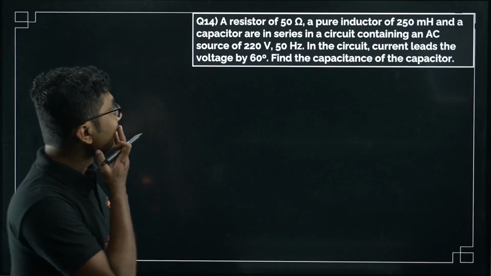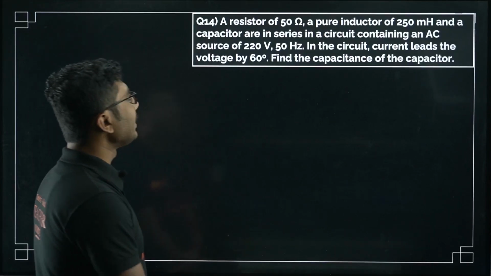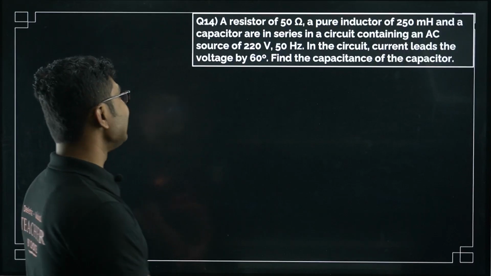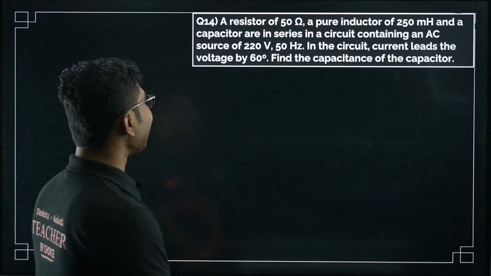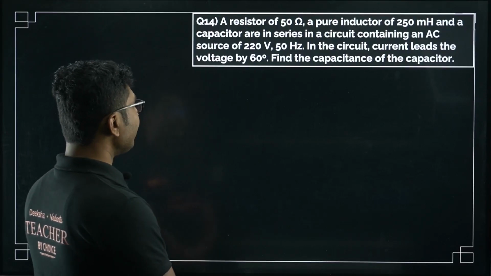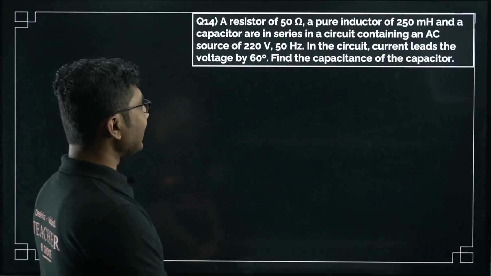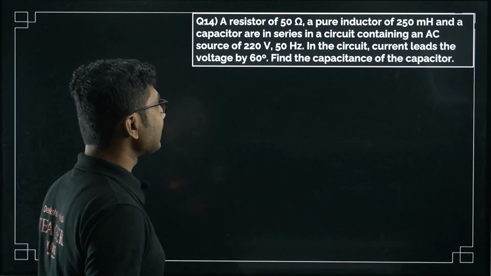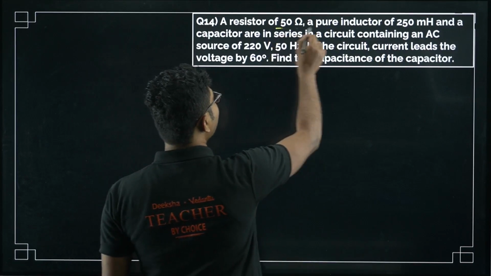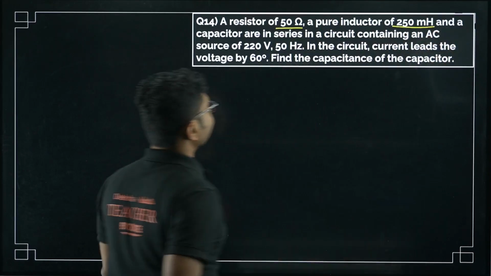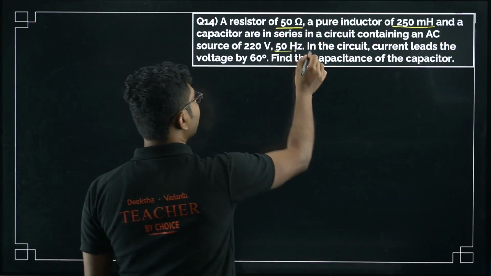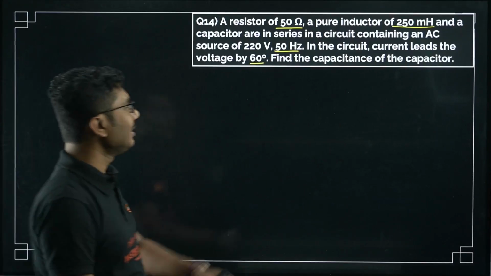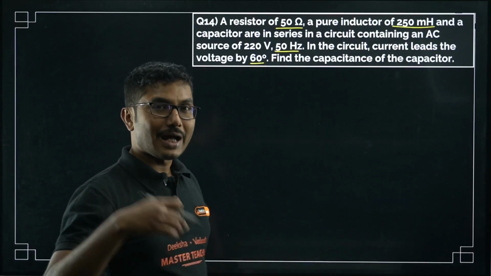Now next question, a resistor of 50 ohm, a pure inductor of 250 millihenry and a capacitor are in series in a circuit containing an AC source of 220 volt 50 hertz. In the circuit, current leads the voltage by 60 degrees. Find the capacitance of the capacitor. So if you see, resistance is given, L is given, frequency is obviously given, and then the phase difference is given. They asked you to find the capacitance of the capacitor. You have to calculate C.